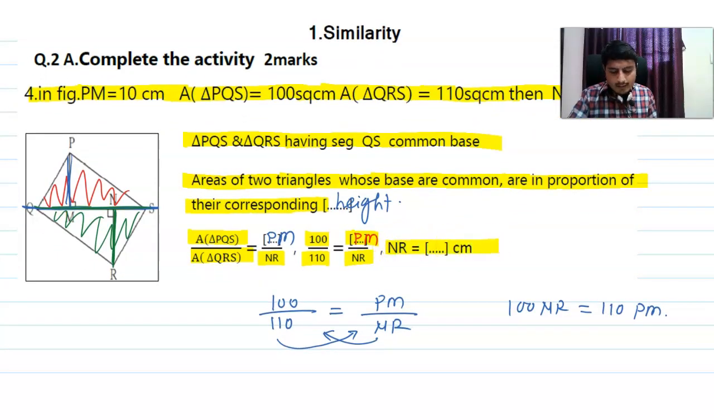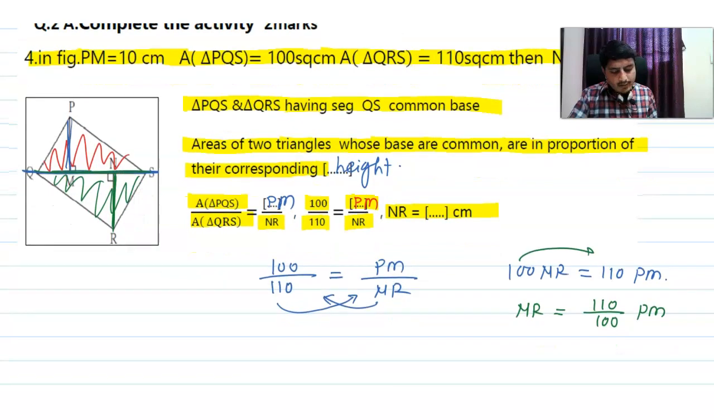So we shift 100 from LHS to RHS. 100 is the multiplier; after shifting, it becomes the divisor to 110. So we get 110 divided by 100 times PM as the value of NR. Now the value of PM is already given as 10, so we replace PM by 10. 10 ones are 10, 10 tens are 100. Now we remain with 110 divided by 10. 10 11s are 110. So the value of NR is 11 centimeter.